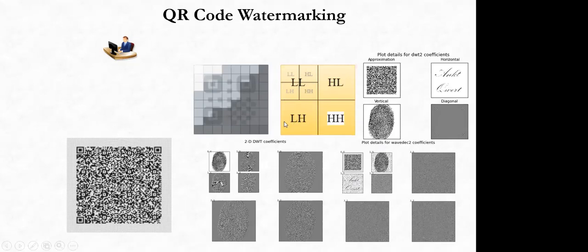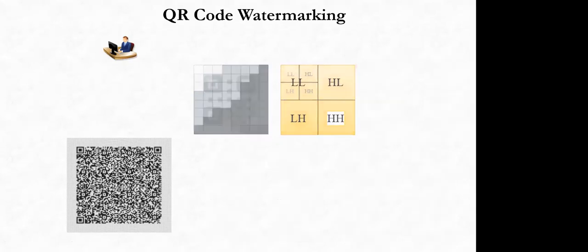So the reason for applying this entire watermarking procedure twice is just to enhance the signal to noise ratio. That means you are basically enhancing the robustness of the entire watermarking algorithm over here.